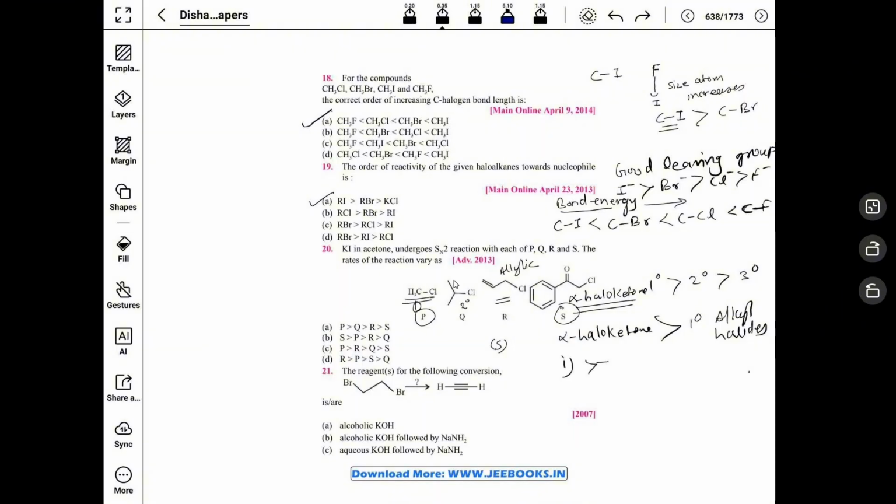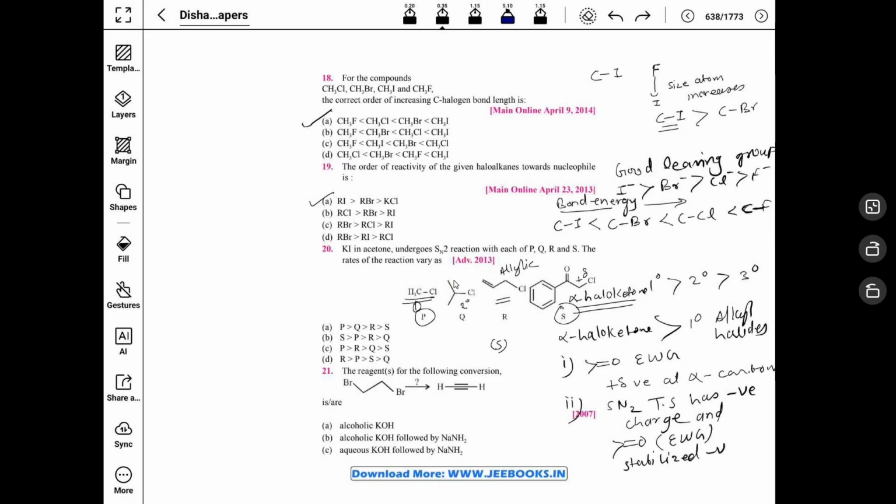First, this carbonyl group is an electron withdrawing group, and therefore this creates a partial positive charge at the alpha carbon, increasing the electrophilicity of this. And second reason: in the SN2 mechanism, the transition state has negative charge, and the carbonyl group, being electron withdrawing, stabilizes the negative charge. Therefore the reactivity of S will be higher. And now which one will come second, P or R?